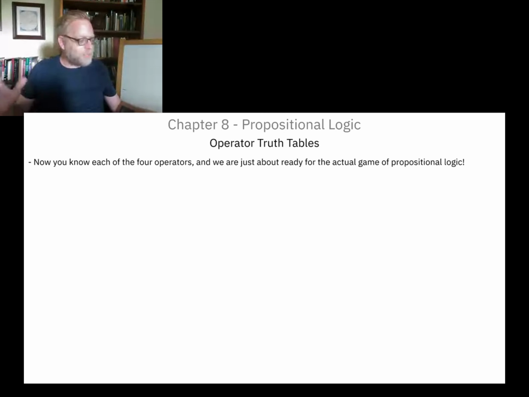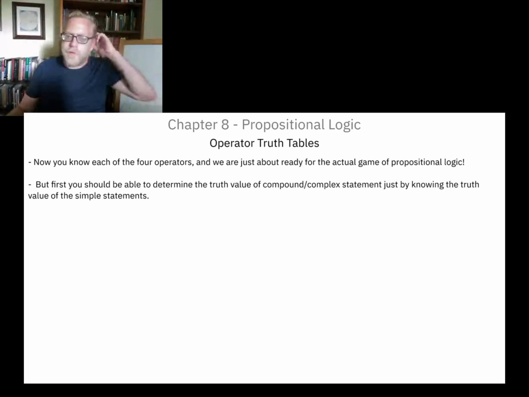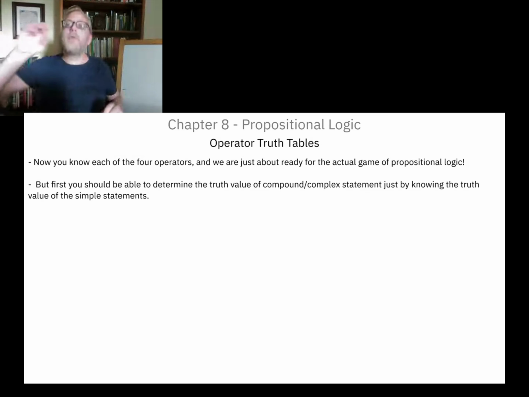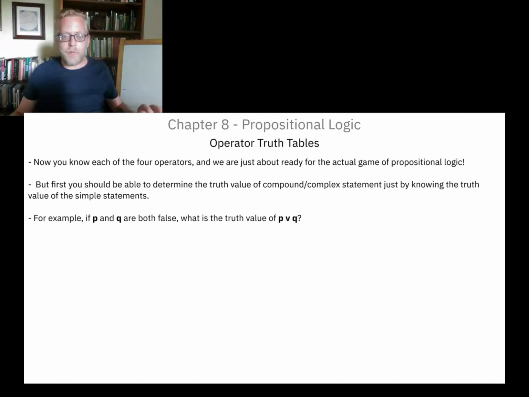Okay. So having that in the back of your mind, you're just about ready. There's a couple more things we could do just to make sure that you're ready. So for example, with this knowledge, you should be able to, if I give you a compound or complex statement, and if I tell you what the truth value of the simple statements is, determine the truth value of the whole statement. So for example, let's say we're in world 1. Oh no, sorry, we're in world 4. Let's say P and Q are both false. I tell you that. Just assume P and Q are both false. What then is the truth value of P or Q?